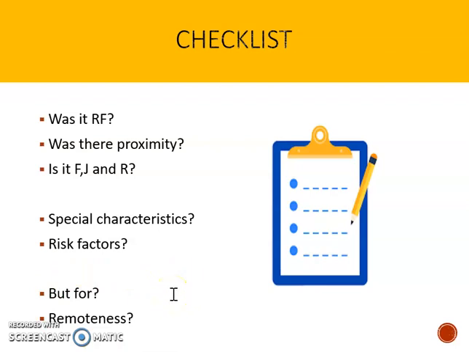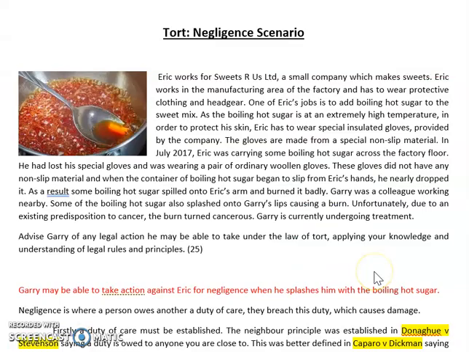And the last bit, damage. Would it have happened but for Eric wearing his woolly gloves? No, of course it wouldn't have happened. Is it remote? He's going to argue that he couldn't foresee the cancerous burn, but thin skull, take your victim as you find them. I think it is reasonably foreseeable. It's the type of harm you would expect, etc. So I've gone through my mental checklist before I start writing an answer. Switch screens here to show you a model answer on the Eric scenario.